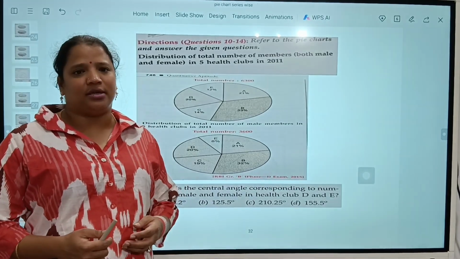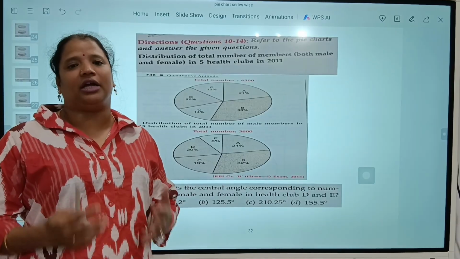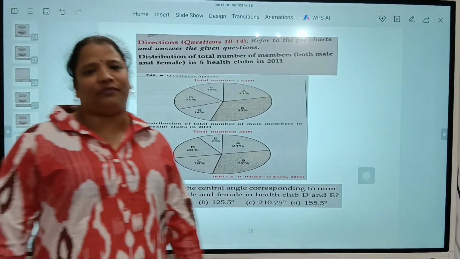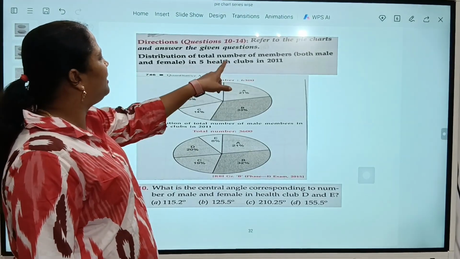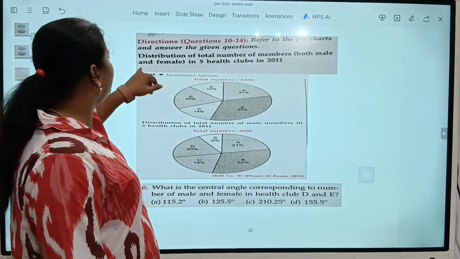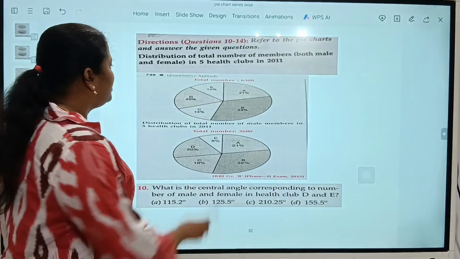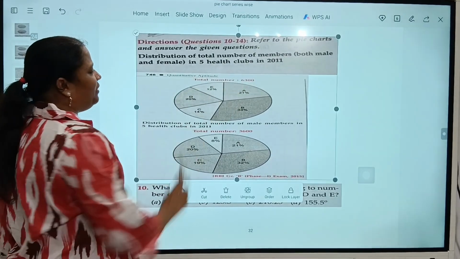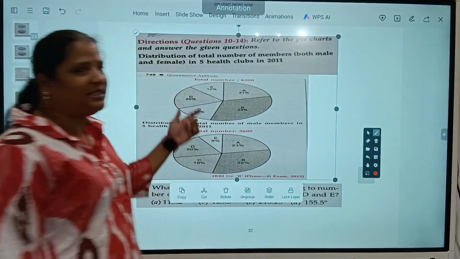Session in pie charts. In this video, we are going to solve difficult pie charts. Let us move to the first question now. Distribution of total number of members, both male and female, in 5 health clubs in 2011. So, total number of male and females in a health club is given in this pie chart. Hope you can see clearly.